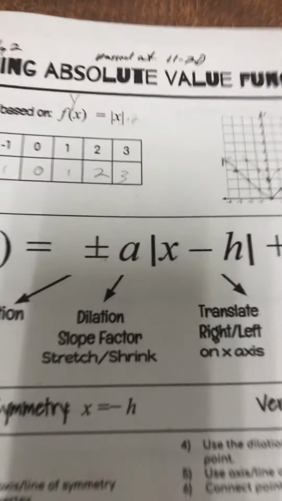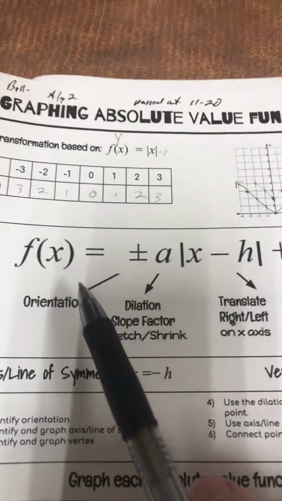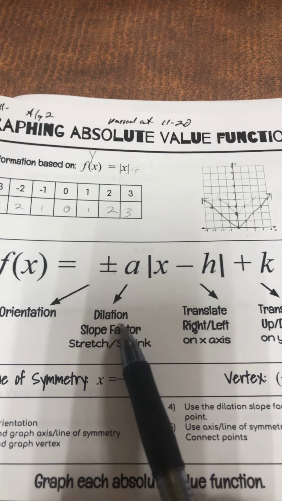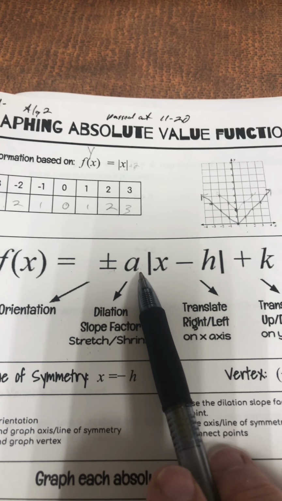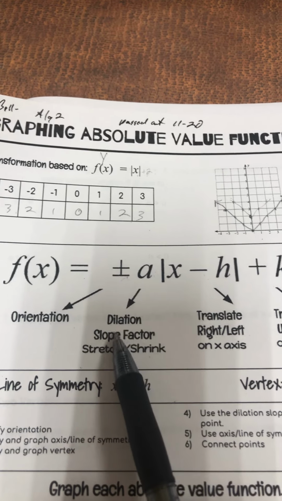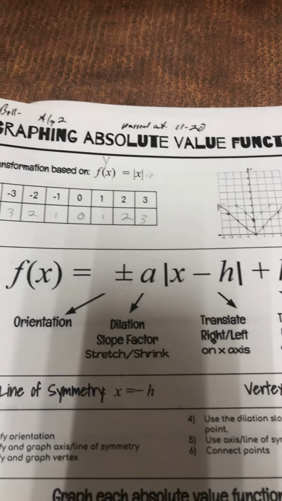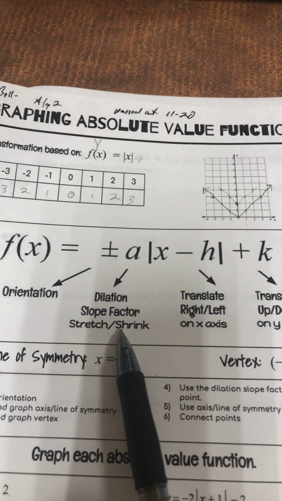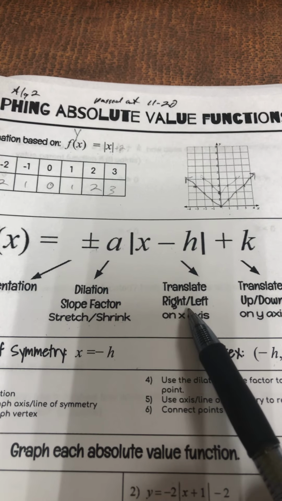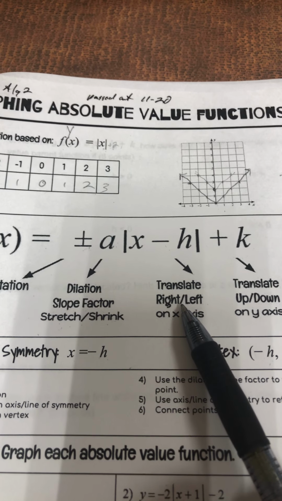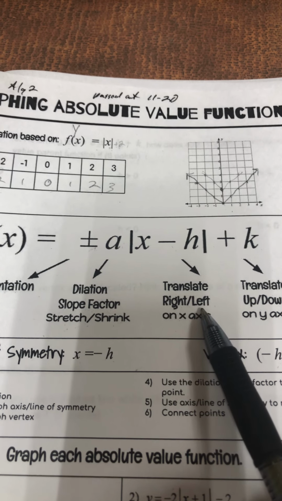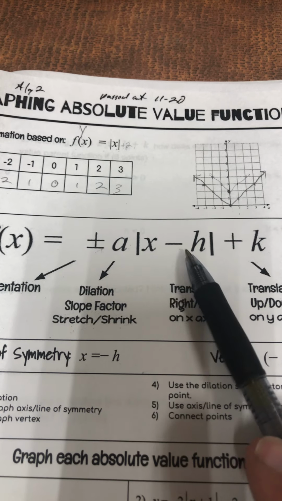So what's going to happen, and this is from another class and might help you. The A part is the dilation, okay? If it's greater than 0, it's going to make it bigger. If it's less than 0, it's going to be shrinking: stretch or shrink. And then you have the translate right or left. If it's greater than 0, so if it's not negative, we're going to be moving left. And if it's less than, we're going to be moving right if it's a negative.